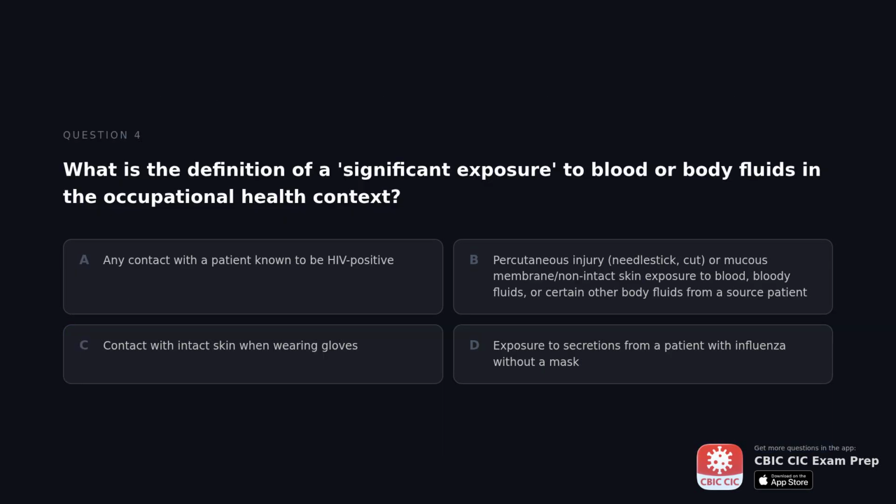What is the definition of a significant exposure to blood or body fluids in the occupational health context? A. Any contact with a patient known to be HIV positive. B. Percutaneous injury, needle stick, cut or mucous membrane and non-intact skin exposure to blood, bloody fluids, or certain other body fluids from a source patient. C. Contact with intact skin when wearing gloves. D. Exposure to secretions from a patient with influenza without a mask.